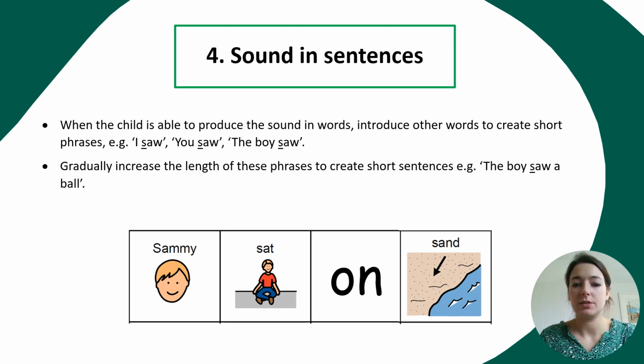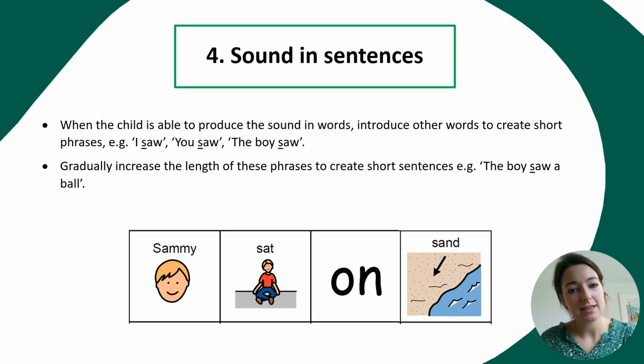You can put the sound into short sentences such as the sand or big sun and use cued articulation to prompt the child to produce the target sound accurately when it comes up in the sentence. For example, the sand, big sun. You can gradually increase the length of these sentences to make them more difficult, depending on the child's success.